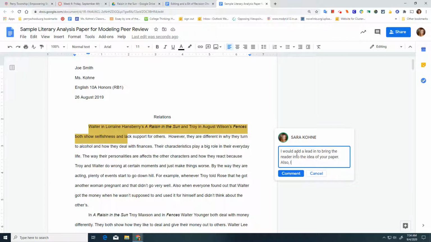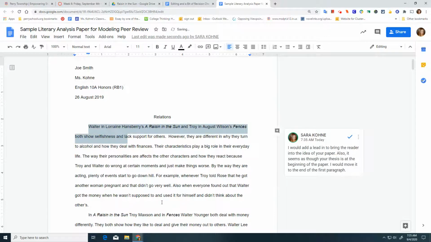Also, it seems as though your thesis is at the beginning of the paper. I would move it to the end of the first paragraph. I feel like that is solid advice that I could give this writer.